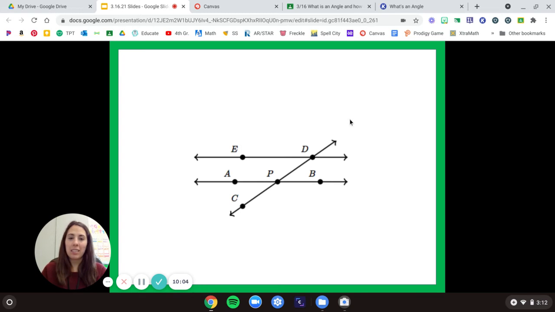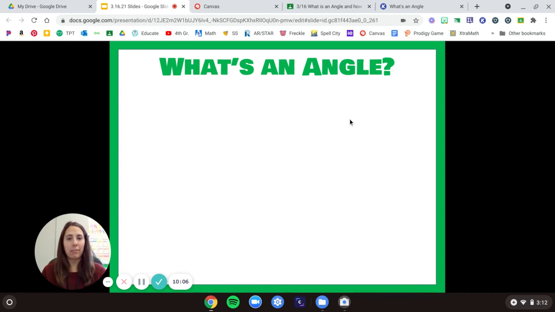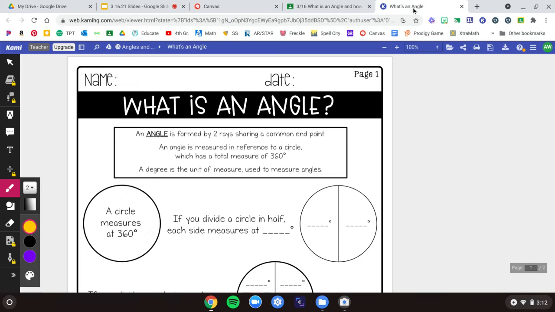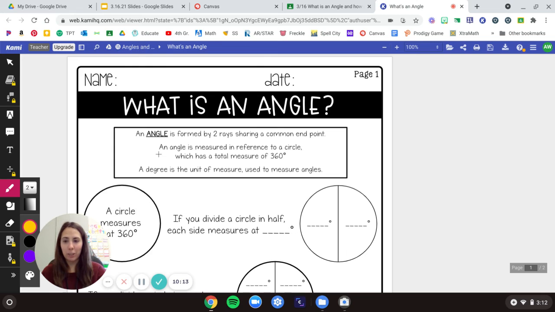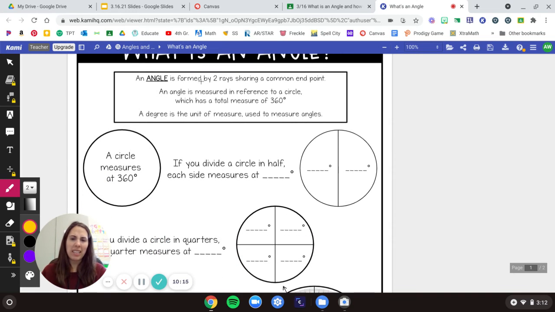All right, so next thing we did was we talked about what is an angle. We've been doing a lot of work with angles. So then we had our worksheet right here. What's an angle? And we're talking about angles when we have two rays that share that endpoint, that point. An angle measure is referenced to talking about a circle covering 360 degrees. A degree is a unit of measure to measure that angle. So we have a circle that's 360 degrees.